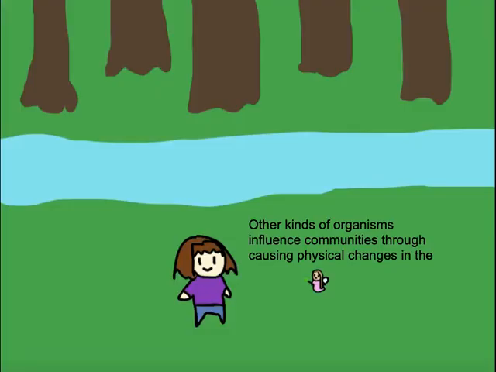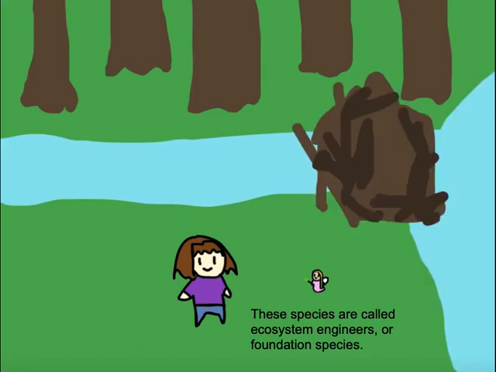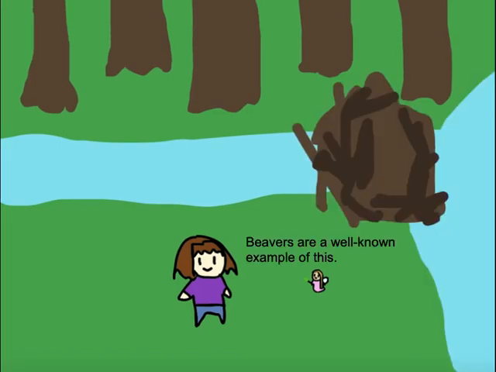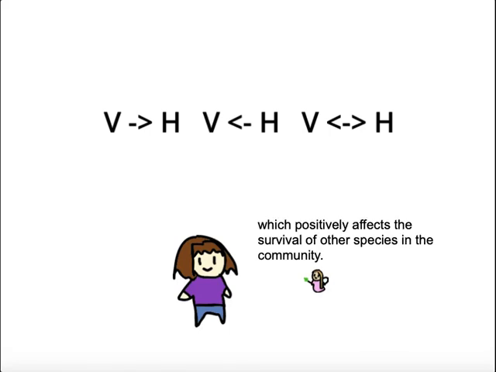Other kinds of organisms influence communities through causing physical changes in the environment, with either behavior or biomass. These species are called ecosystem engineers, or foundation species. Beavers are a well-known example of this. The dams they create can transform landscapes. Sometimes these species act as facilitators, which positively affects the survival of other species in the community.